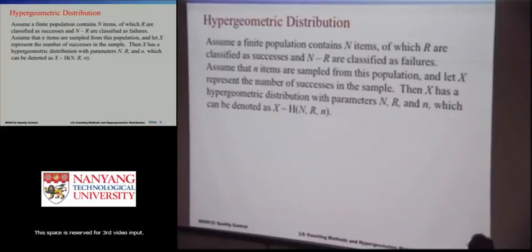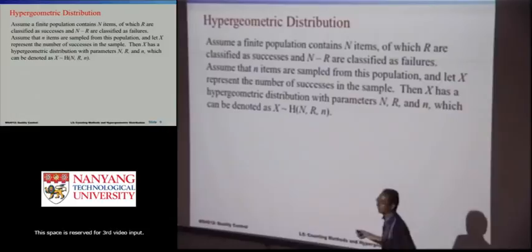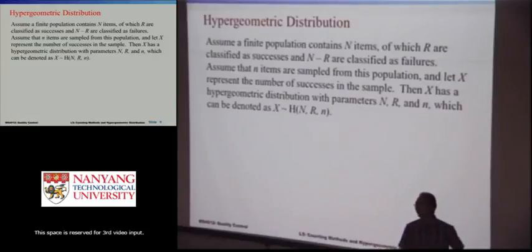And then we can say X, the number of successful trials, has a hypergeometric distribution with parameters capital N, capital R, and lowercase n. It can be denoted as X follows the hypergeometric distribution with parameters capital N, capital R, and lowercase n. Capital N and lowercase n mean different things. One is the population size, while the other is the sample size.